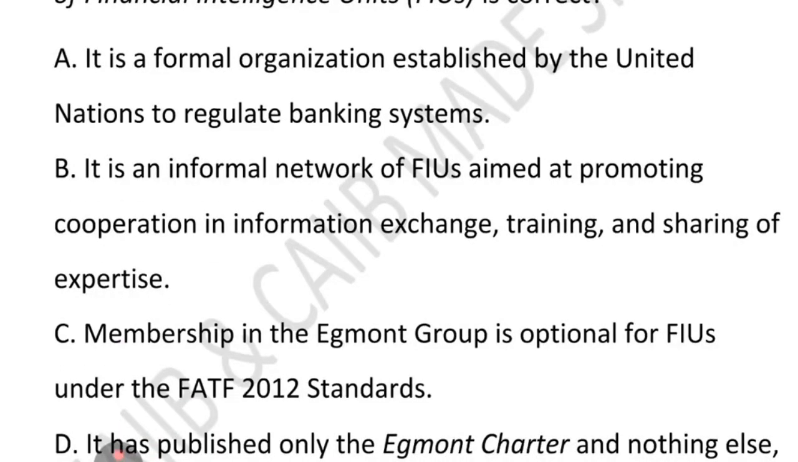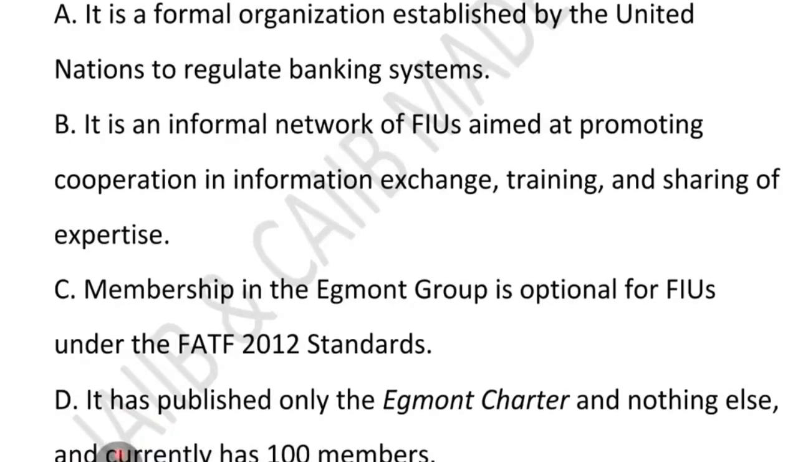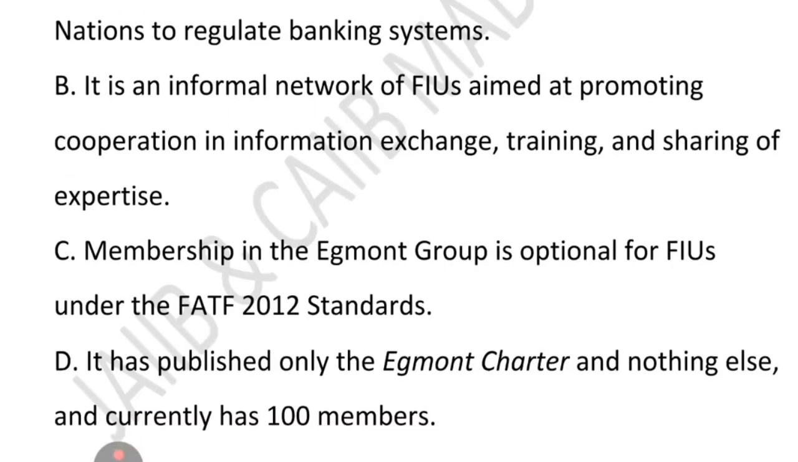Option B says it is an informal network of FIUs aimed at promoting cooperation in information exchange, training and sharing of expertise. Why is this correct? Because exactly right. The Egmont Group is like a global club of FIUs. Their job is to help each other share information, train and fight financial crime like money laundering. Imagine police from different countries meeting to swap crime fighting tricks. That is the Egmont Group.